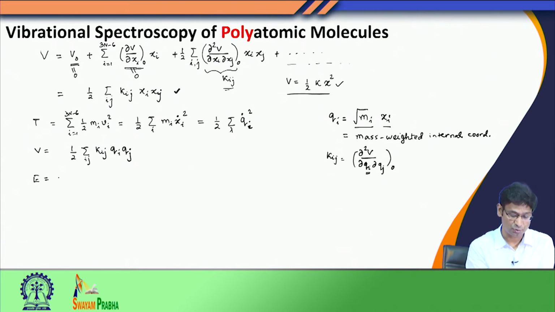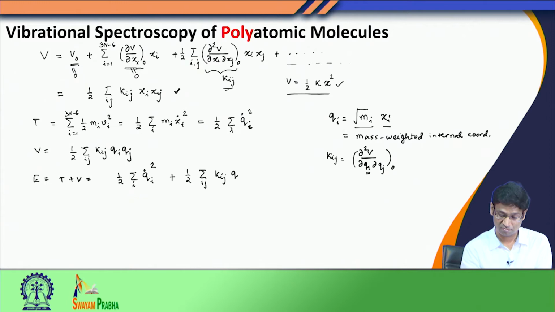Now, the total energy in this case will become T plus V, and that would be half the sum of the squared time derivatives of the mass weighted internal coordinates, which is the kinetic energy, plus the potential energy. Now you see the kinetic energy depends on only one internal coordinate, that is nice, but when I look at the potential energy, I see that the potential energy term depends on two internal coordinates i and j simultaneously. So, this is a problem because I have got many cross terms, and because of these cross terms I will not be able to solve this problem easily.